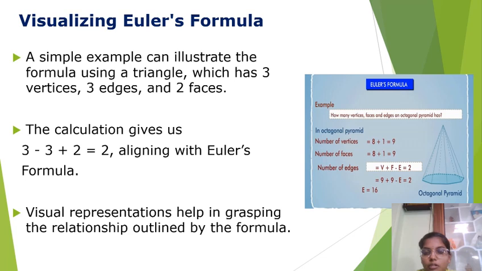Example for Euler's formula. How many vertices, faces and edges does an octagonal pyramid have? In an octagonal pyramid, the number of vertices is 8 plus 1, equal to 9. Number of faces, 8 plus 1, equal to 9. Number of edges: vertices plus faces minus edges equals 2, so 9 plus 9 minus E equals 2. Number of edges is equal to 16.